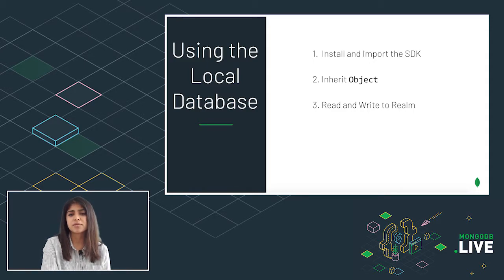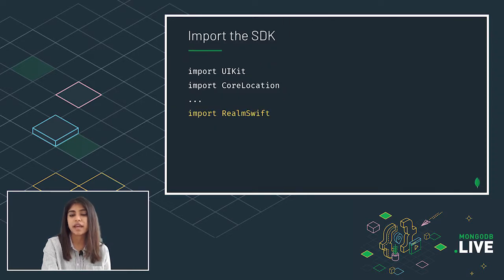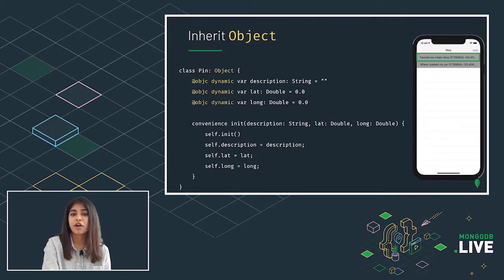So there are 3 steps we need to take to get the local database to store data. You heard me right, just 3 steps. The local database makes it incredibly easy to store your data because it lets you store data as objects, which is how a lot of us are used to working with data on mobile apps. So the first thing we do is we install the SDK and import it into our app. Pretty straightforward.